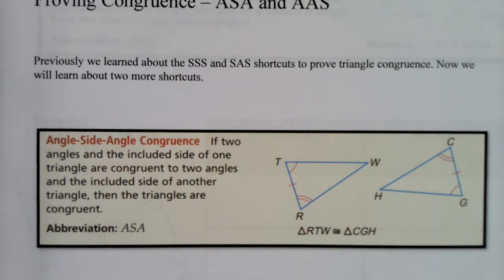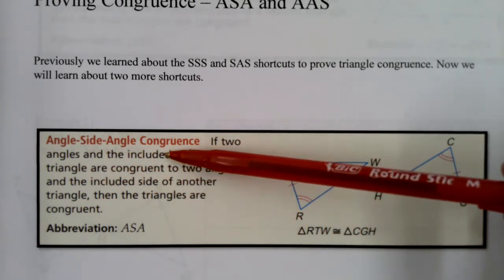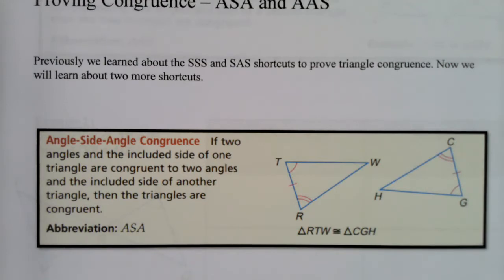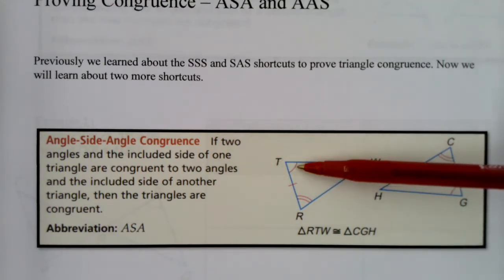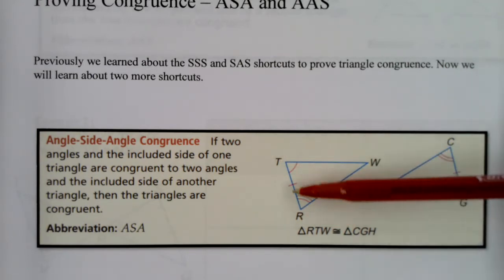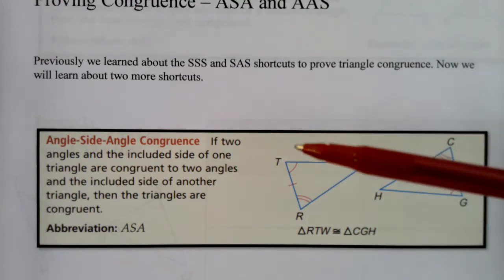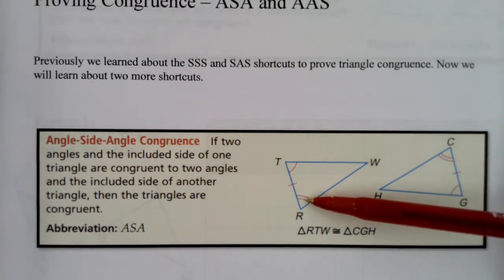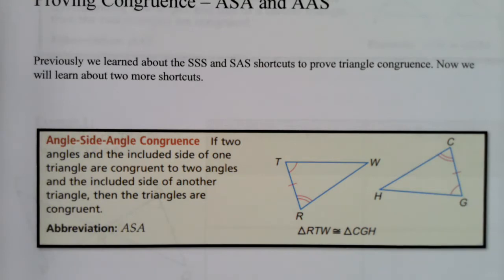If 2 angles and the included side, meaning the side in between the 2 angles. So if I'm talking about angle T and angle R, the included side is the side TR. That would be the included side. So if 2 angles and the included side of one triangle are congruent to 2 angles and the included side of another triangle, then the 2 triangles are congruent by angle, side, angle. And again, the order matters.